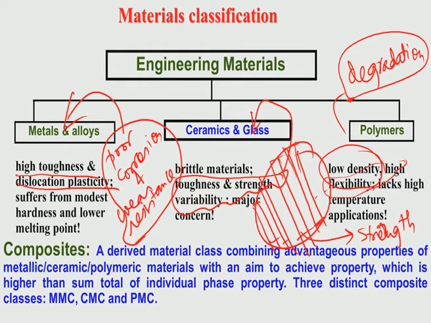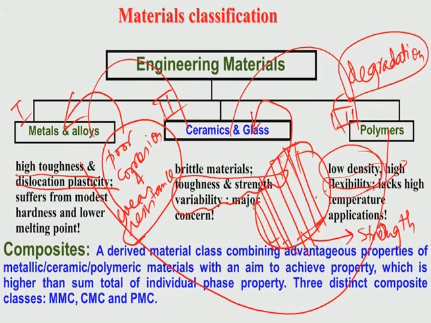So, therefore, in order to combine the advantageous properties of the three material classes, one is metals, two is ceramics, three is polymers, you can combine either metals or ceramics, or metals or polymers, or you can combine metals, ceramics and polymers. So, there are three classes of composite materials which take advantage of the good properties of the three primary classes with an endpoint objective to achieve a property which is higher than the simple sum of the individual phase property.